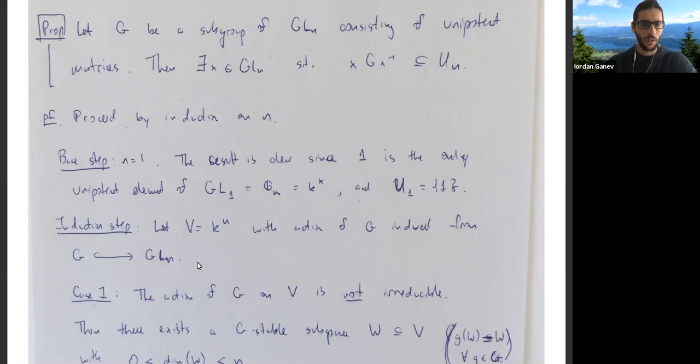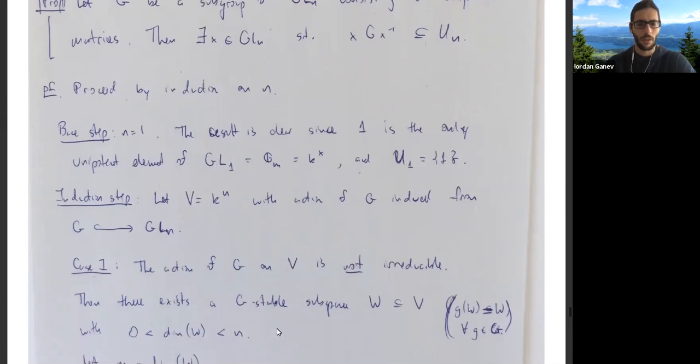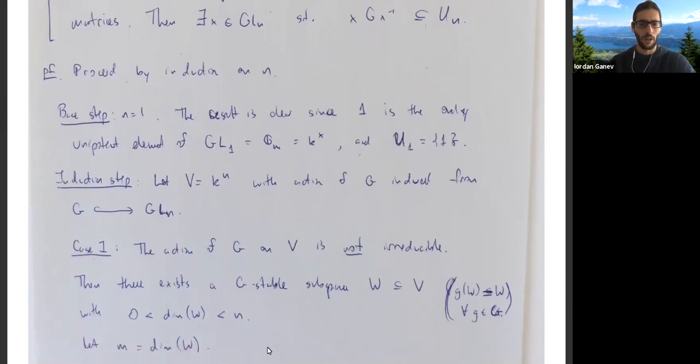And so now there are two cases. The first case is where the action is not irreducible. So what does that mean? That means there's a G-stable subspace W whose dimension is somewhere between 0 and n, not inclusive. So there's some non-trivial proper G-invariant subspace. It's stable under every element in G.